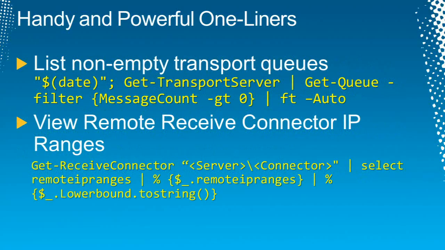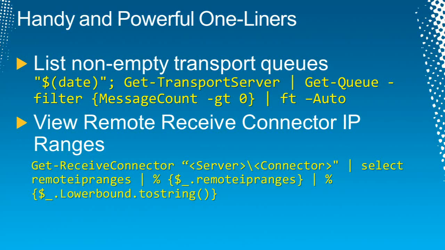Some other ones. Here's a way to list all the non-empty transport queues. So maybe you need to do some maintenance on hub transport servers. Maybe you need to move them around. But maybe you just want to find out which queues in our hubs are not empty. You know, particularly if you're in a small or medium-sized environment, messages should go into hub and go out pretty quickly, and they shouldn't have a queue buildup. Even in a large environment, a properly sized hub transport server is going to be able to move those messages pretty quickly, so you shouldn't see too much of a queue buildup.